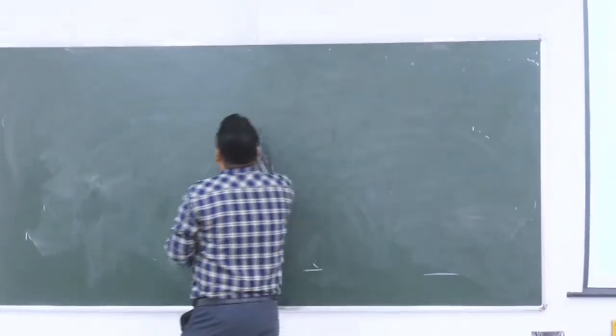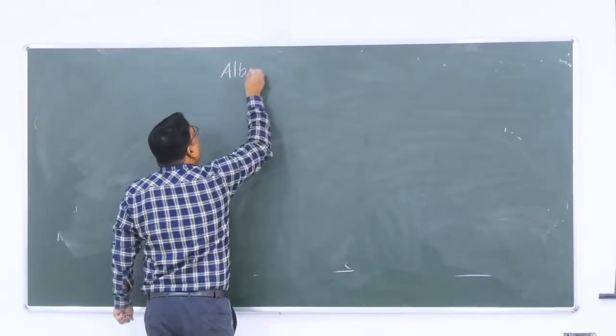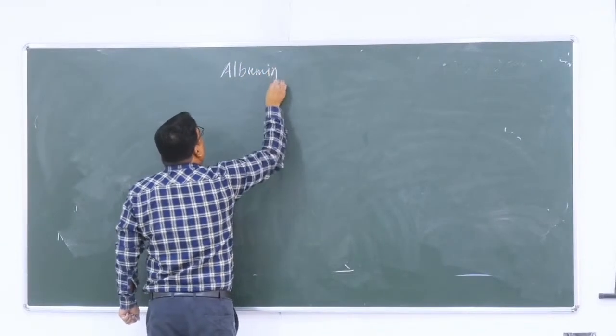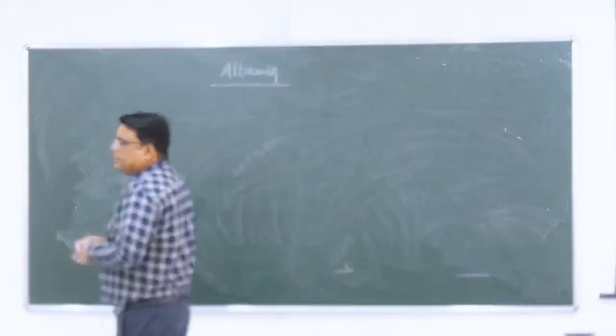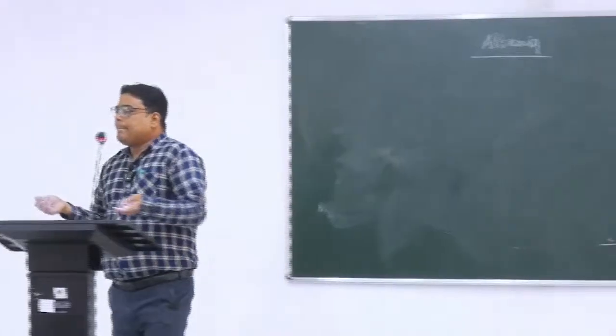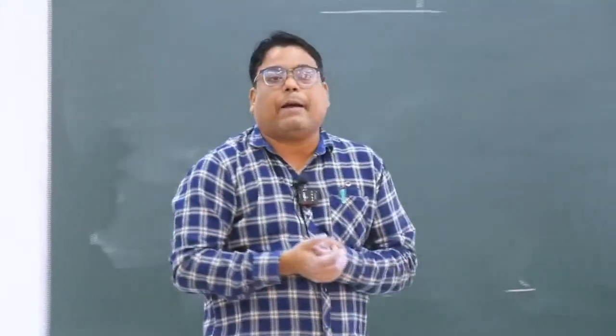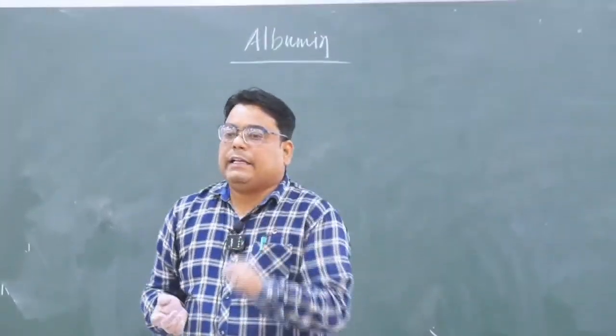First one is albumin. It is a globular protein and it is majorly synthesized by the liver. Okay. It is a complete protein. Why do I call it a complete protein? Because it contains all essential amino acids. That's why we say it is a complete protein, and it is formed by a single polypeptide chain. This is generally the property of this protein. Okay.